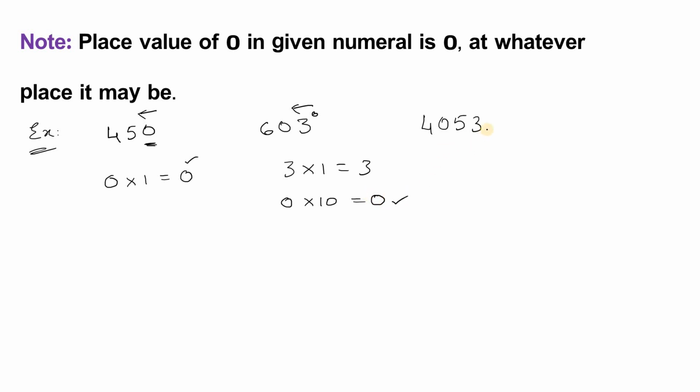Okay. And next, see, from right side, ones, tens, hundreds. 3 into 1 equals 3. 5 into 10 equals 50. And 0 is in hundreds place, right? So 0 into 100 is equal to 0. See, in every case, the place value of 0 is 0 in whatever place it may be. So we don't need to do all this procedure, and simply we can remember the place value of 0 is 0 at whatever place it may be. And the face value also doesn't change. Face value is also 0 itself.